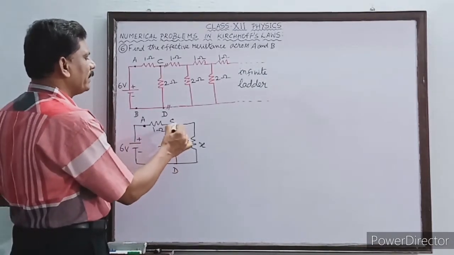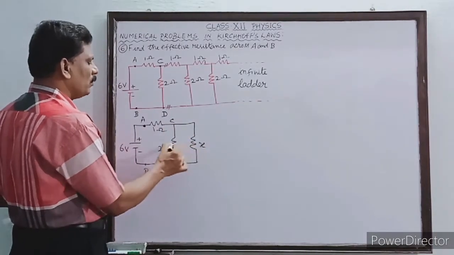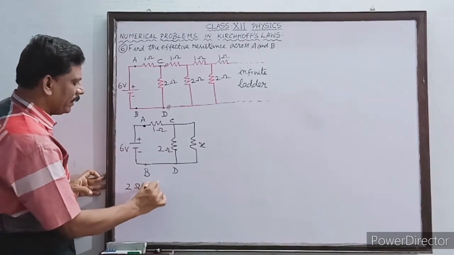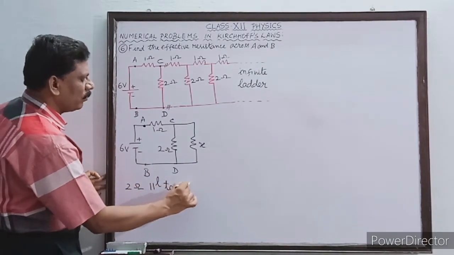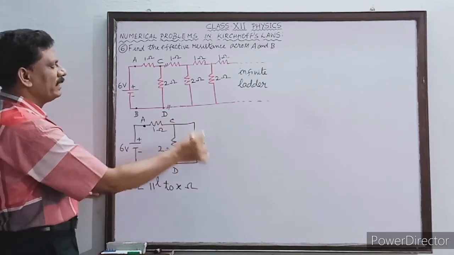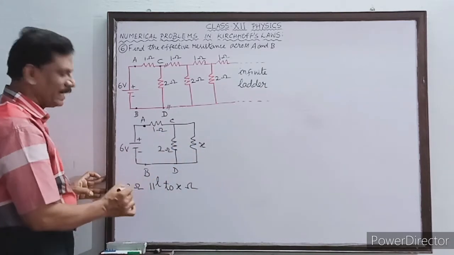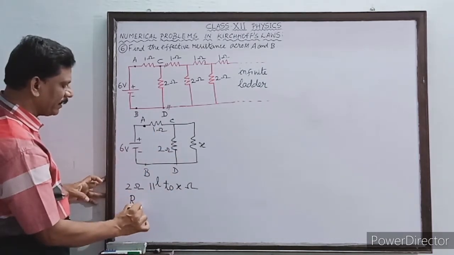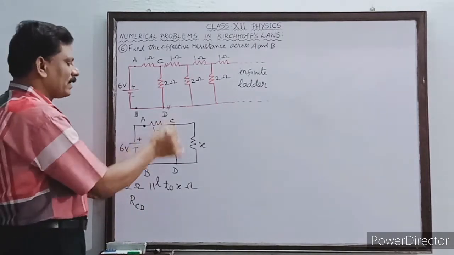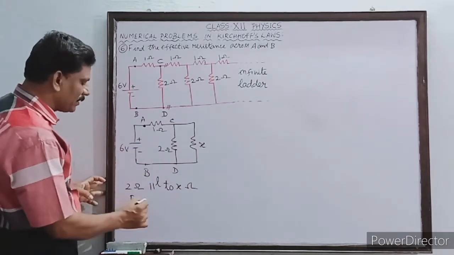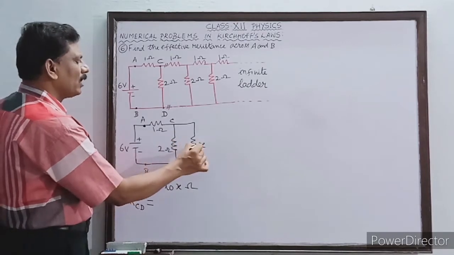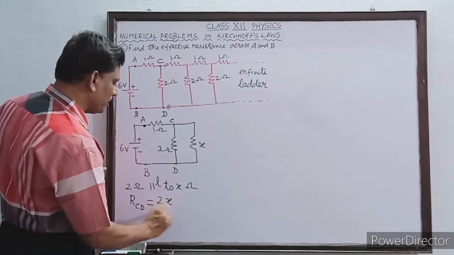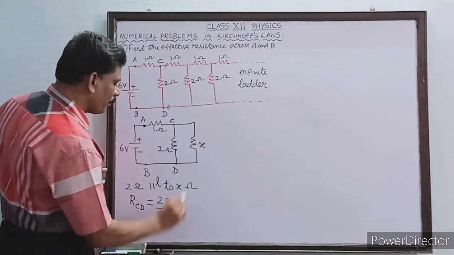Now you take these two resistances, 2 ohm and X ohm. They are in parallel. So what is the effective resistance of these two? 2 and X are in parallel. Therefore the effective resistance across C and D can be called RCD. RCD is equal to R1 into R2 by R1 plus R2. So this is equal to 2 into X divided by 2 plus X.